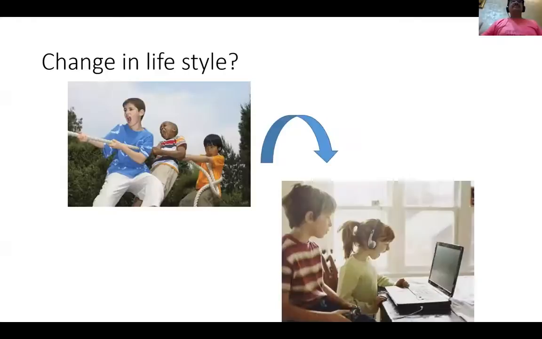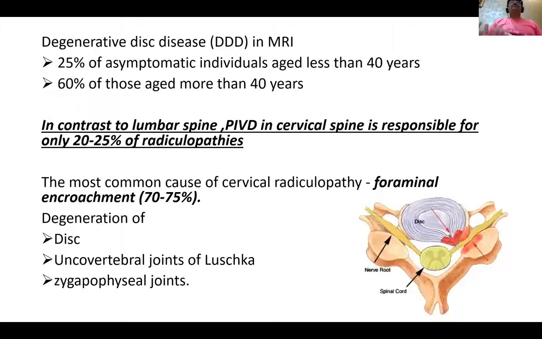There's a significant rise in cervical disc disease, mainly because of the change in lifestyle. There's a new entity called text neck, wherein people use their mobile phones and get a lot of degeneration, especially at a younger age. So new spine surgeons will have to deal with this more commonly. On MRI, many patients show some amount of degeneration, and 25% of asymptomatic individuals aged less than 40 years have some amount of disease, and in those over 40 years, more than 60%. You can see how common it is.